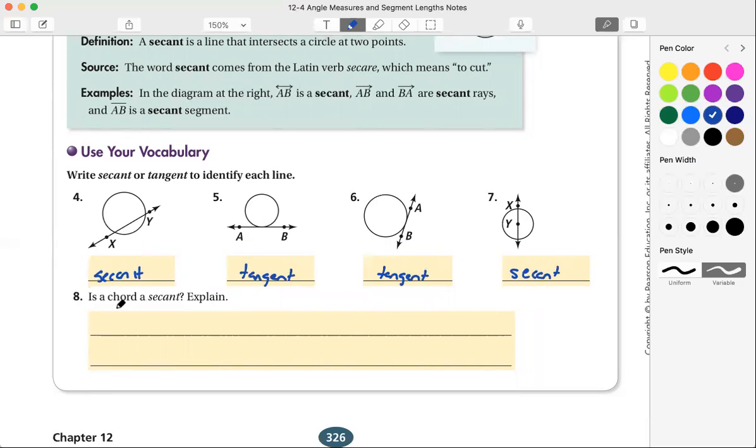Is a chord a secant? No. A secant contains points outside a circle, while a chord does not.